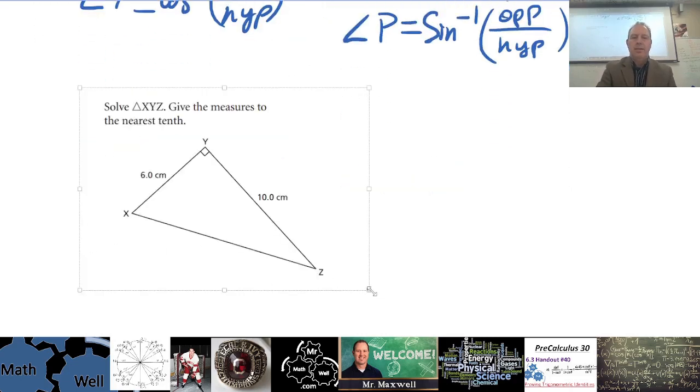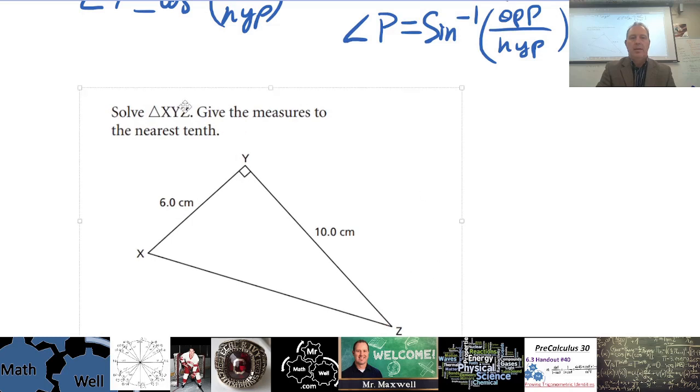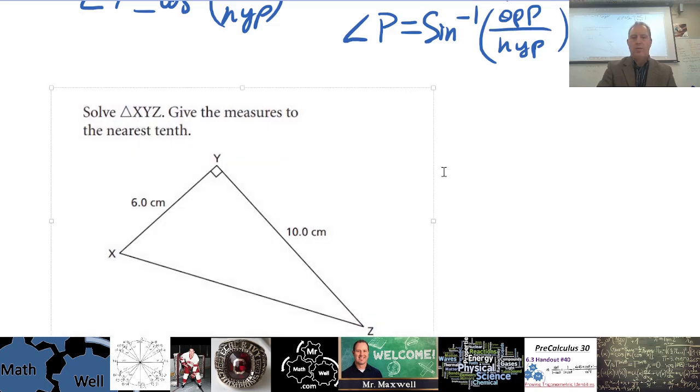Okay, let's try this one. Here's an example from your text. Let's work through this one. So here's example 1, I think, from your text. It says, solve the triangle XYZ. That little triangle symbol there means triangle. If you see delta, it's the Greek letter delta as well. The Greek letter delta looks like just a triangle.